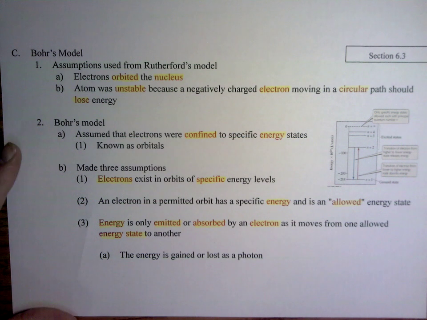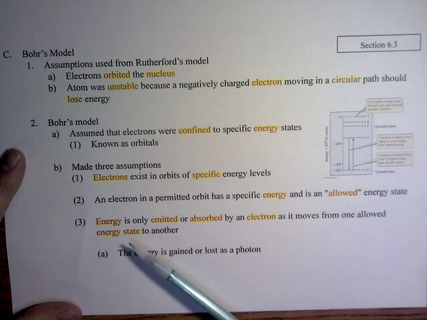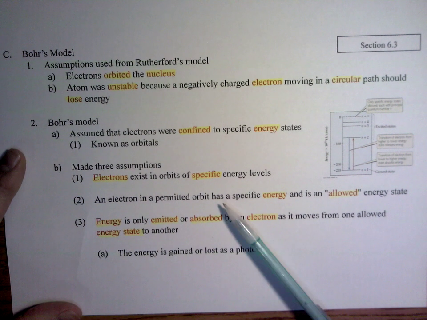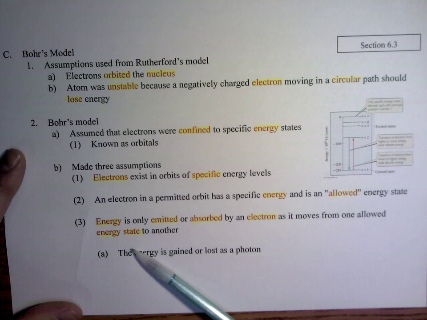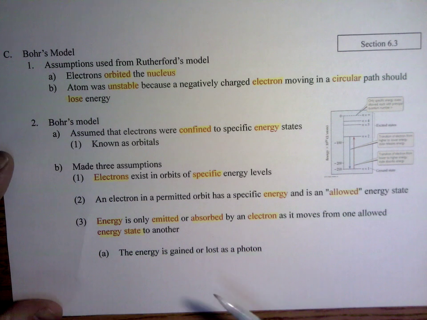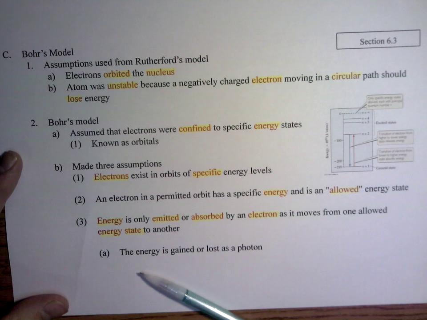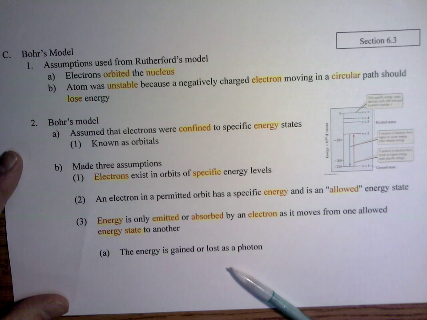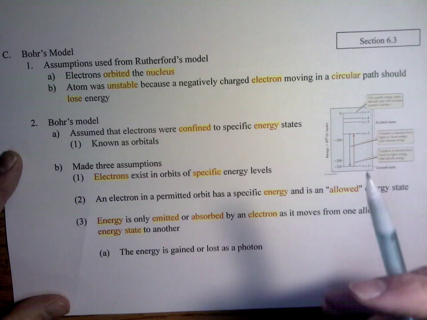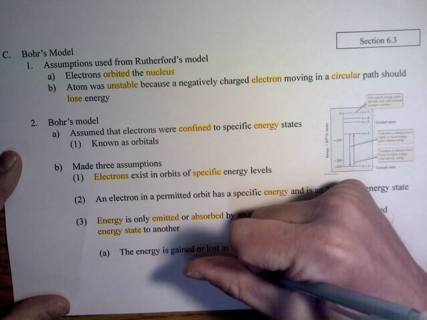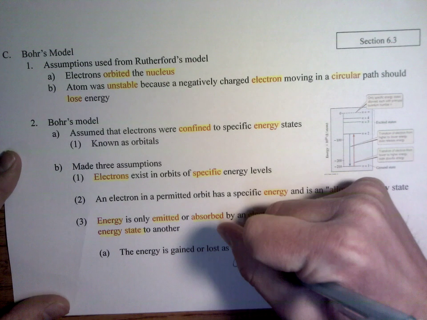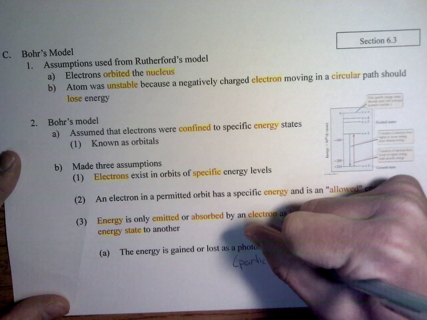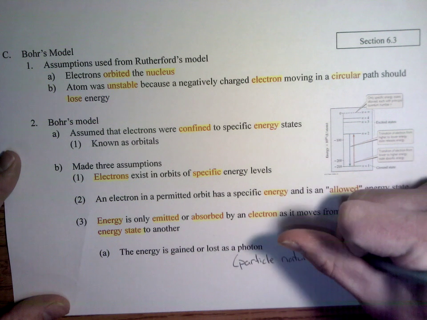And what happens here is that as energy is, again, emitted or absorbed, these electrons move from one state to another. Okay, and so here is another important point here. This energy gained or lost as a photon. Again, quote unquote, the particle nature of light.